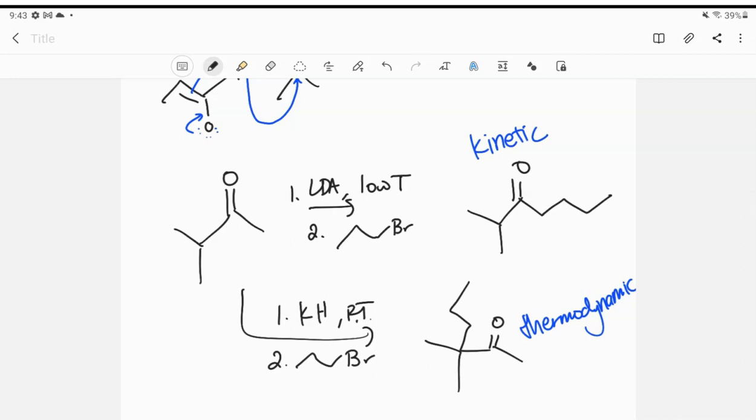Let's think, why would one be favored in certain conditions over the other? And we always remember that thermodynamic products are when heat is involved. Kinetic products are typically when low temperature is involved, right? Because we want to use our intermediate faster. So let's take a look. We're going to see our kinetic enolate.